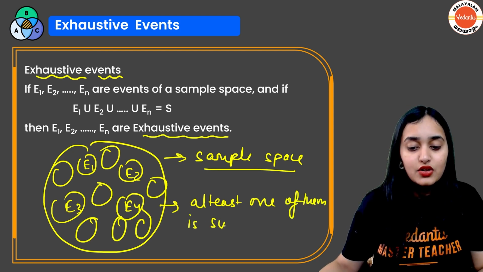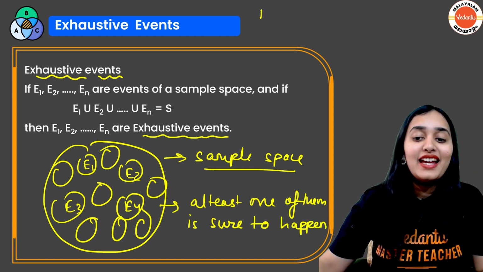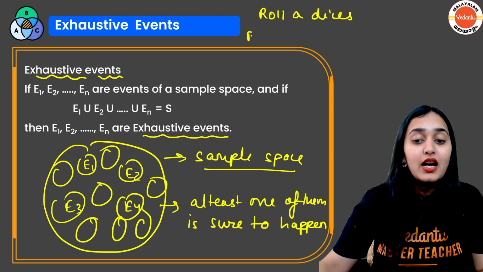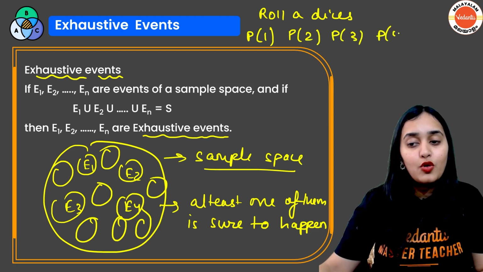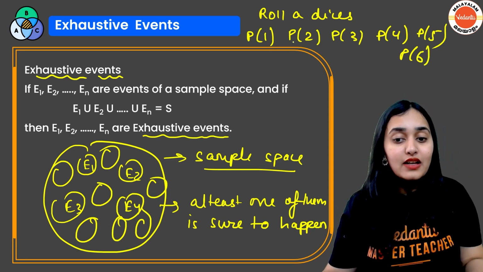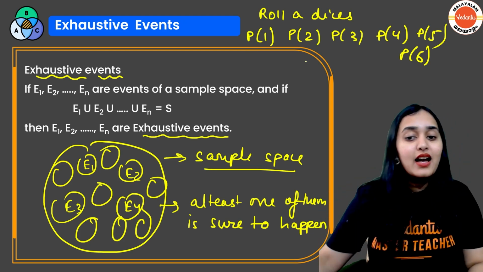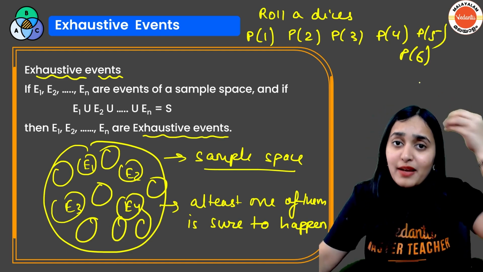is sure to happen. For example, if you roll a dice, then probability of 1, probability of 2, probability of 3, probability of 4, probability of 5, probability of 6, they are all exhaustive events. Why are they exhaustive? Because one of them will definitely come. If you roll a dice, either 1 will come, or 2 or 3 or 4 or 5 or 6. One of them has to come.